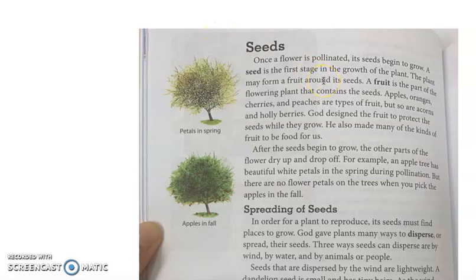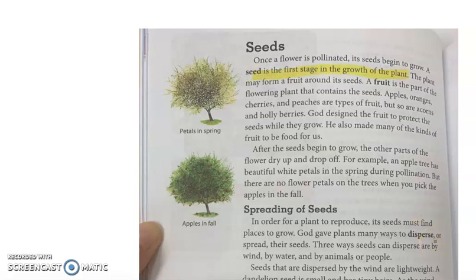Seeds. Once a flower is pollinated, its seeds begin to grow. A seed is the first stage in the growth of the plant. All right, let me erase this and let me highlight this. So here we go. So the seed is the first stage.